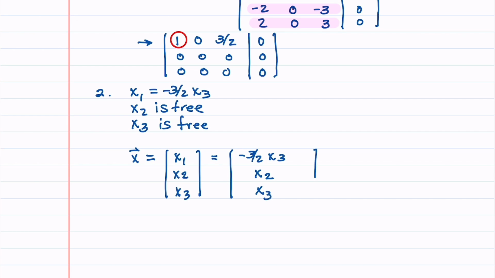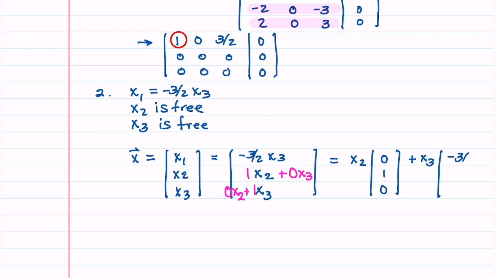We now need to split our vector apart. And to do that, let's write our second entry as 1x2 plus 0x3, and then our third entry as 0x2 plus 1x3. That'll just help when we split it apart. We'll first pull out an x2, and we have a 0, a 1, and a 0. And then we pull out an x3, and we have a minus 3 halves, a 0, and a 1.